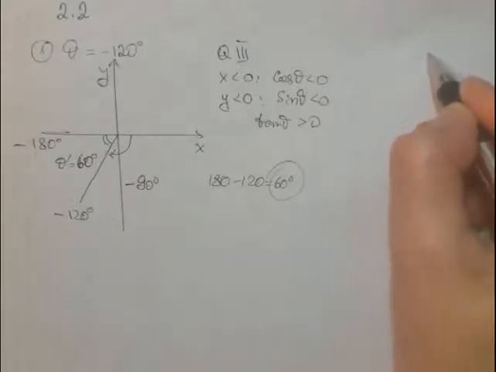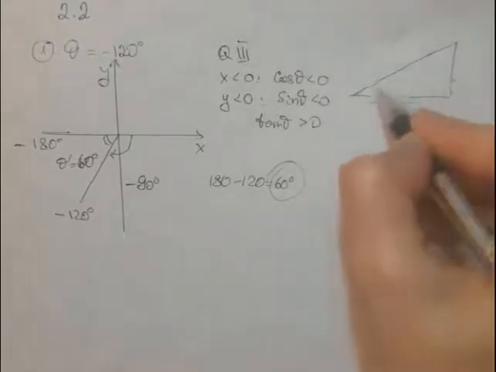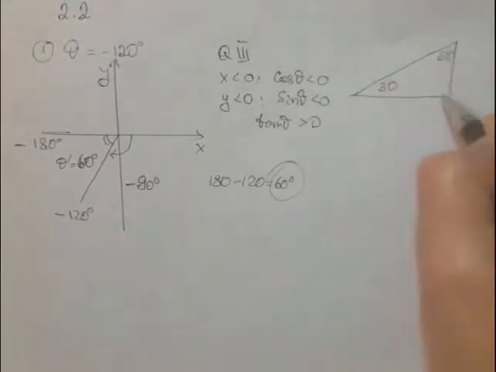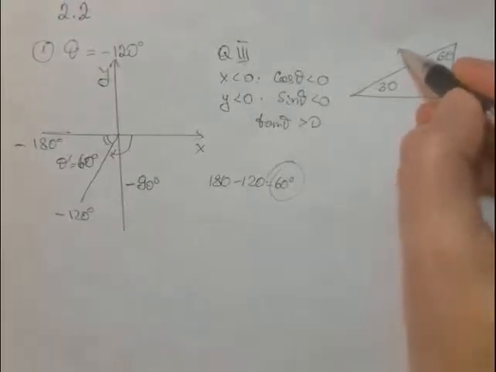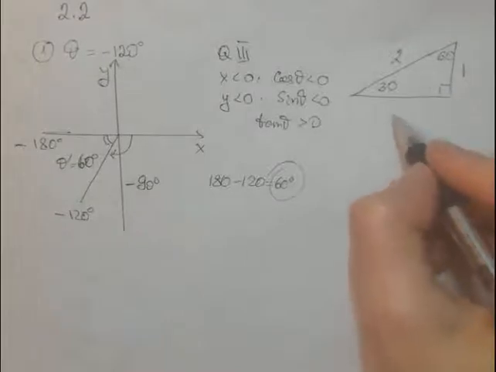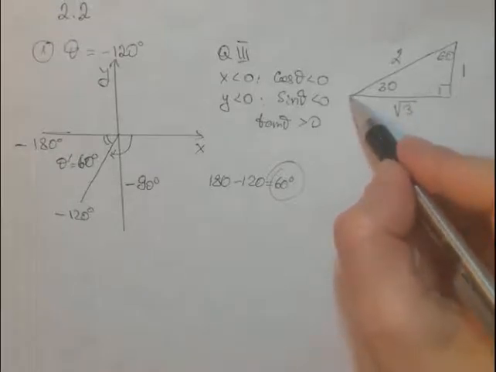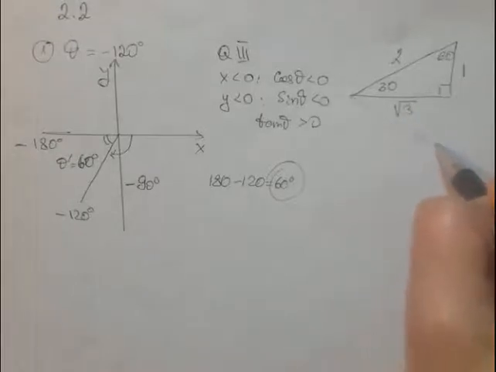Let us look at our reference triangle. 30-60 triangle. 30, 60, this is the right angle. If you take the hypotenuse equal to 2, then the shorter leg will be half of the hypotenuse, and the longer leg will be equal to square root of 3. You remember we got this triangle by dividing the equilateral triangle into 2 halves.